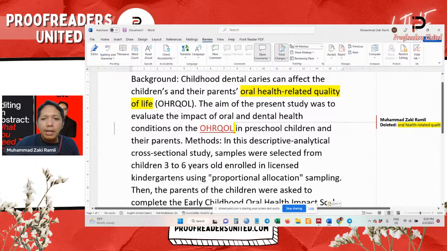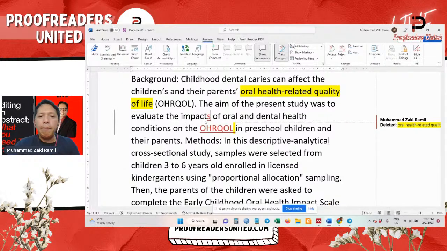Okay. What's the impact of? I wonder about the word impact over here, again as a person who knows this topic. Usually the impact is not one, so I believe it should be impacts of oral and dental health conditions on the oral health of preschool children and their parents.